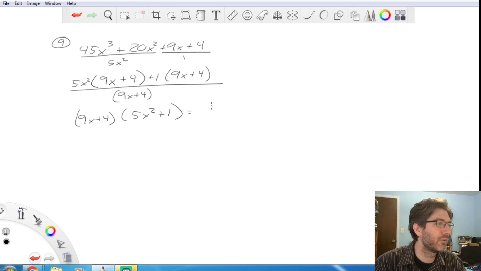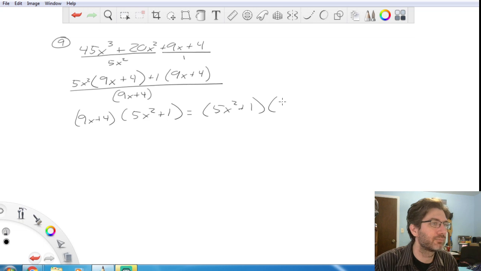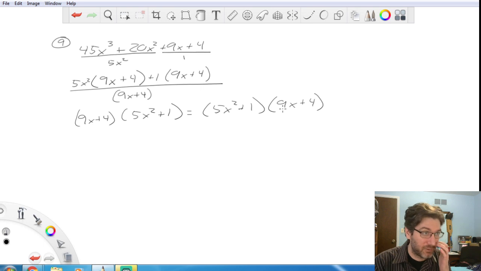And then this I'm going to rewrite the other way. 9x plus 4, and oh, I'm sorry, I'm just copying the same thing. I'm going to rewrite the other way, 5x squared plus 1, just so my x squared term is first. Then I'm going to do a quick double check to see if I can factor either of these. Nothing is a perfect square, nothing is the difference of two squares. So it's looking like that is my answer, and I'm going to stop there.